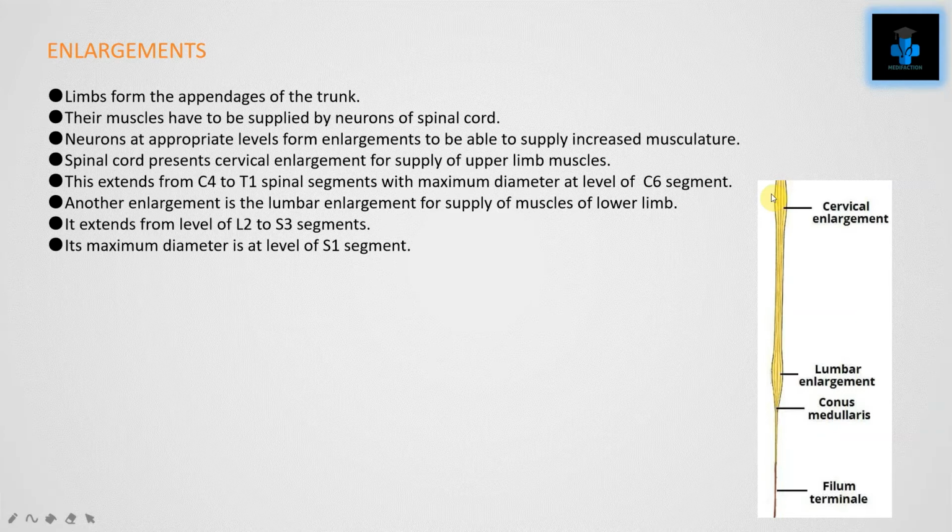Another enlargement is the lumbar enlargement for supply of muscles of lower limb. This right here is the lumbar enlargement. It extends from the level of L2 to S3 segment. Its maximum diameter is at the level of S1 segment. This right here is the conus medullaris and here is the filum terminale.